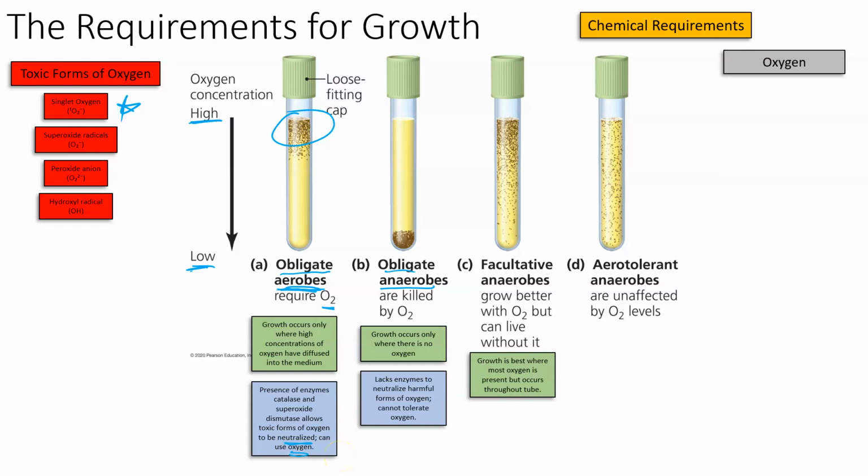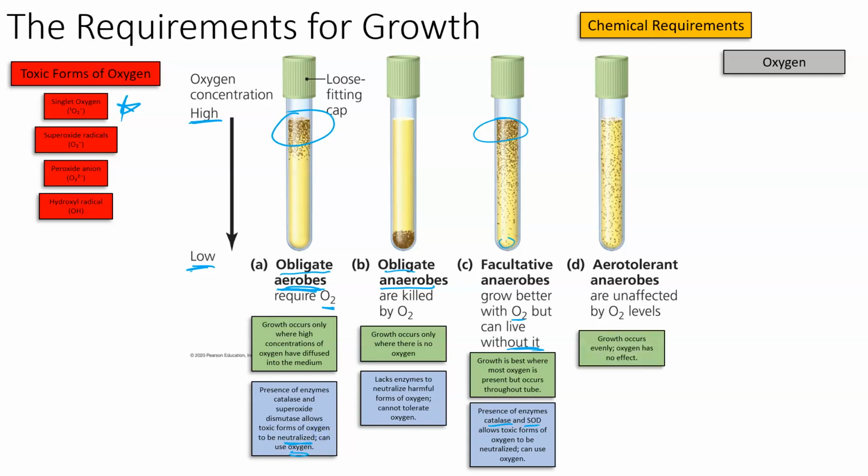Facultative anaerobes grow better with O2, which is why you see the majority of the growth up in the top, but they also can grow throughout, even in areas where oxygen is very sparse or where oxygen is completely not diffused. And so they grow better with O2, but they can live without it. So they can tolerate no oxygen, but they obviously prefer it, and they live better in places where oxygen is present. Growth is best where most oxygen is present, but occurs throughout the tube, and they do have the presence of the enzymes catalase and SOD, so they can allow the toxic forms of oxygen to be neutralized, but they've learned to grow in areas where oxygen isn't present.